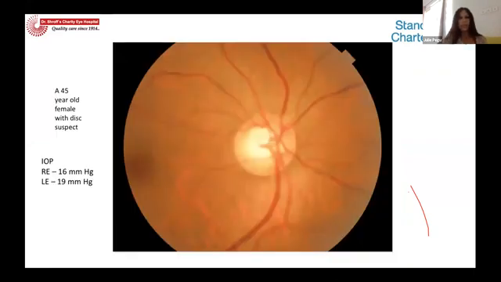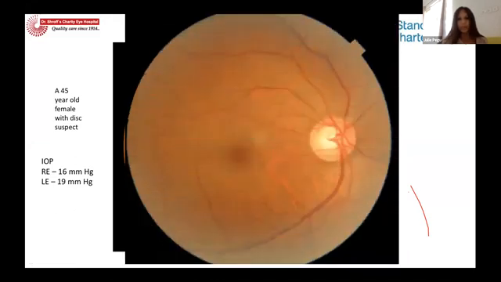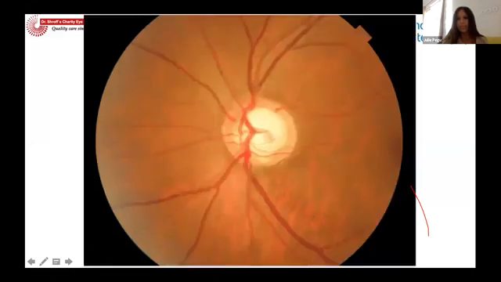So this is a 45-year-old female and she was labeled as a disc suspect elsewhere, and the pressures were again 16 and 19, not much. I mean, it is mid to high teens. And when you dilate this patient, you see that the right eye has the RNFL pretty okay, intact. But in the left eye, you can see that there is thinning of the neuroretinal rim here, and corresponding to which you can see this nice defect that is formed.